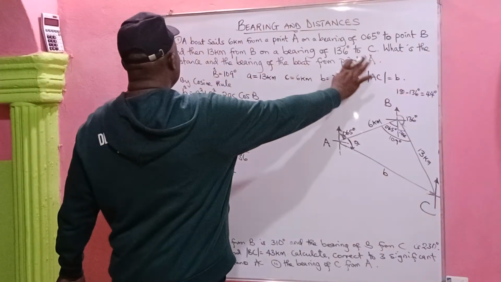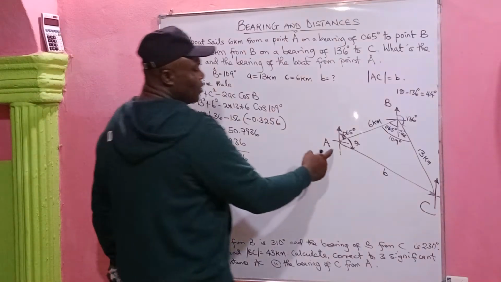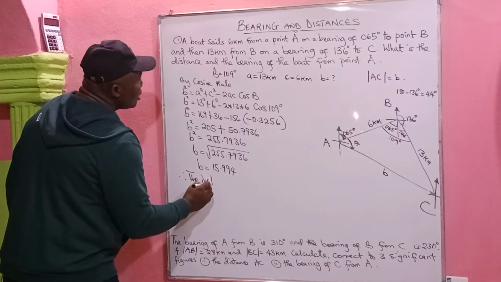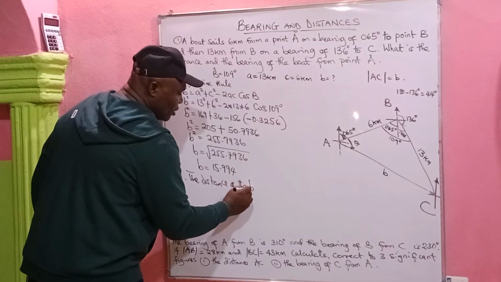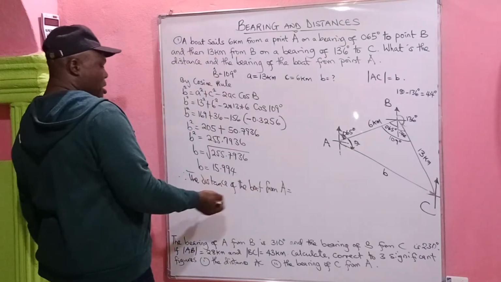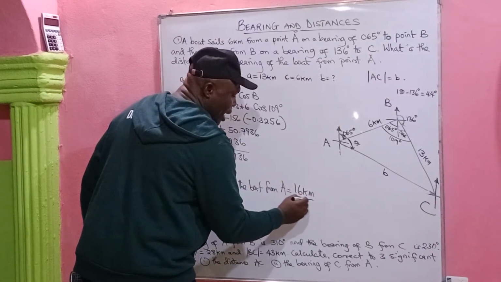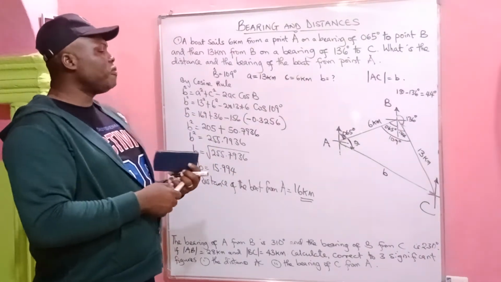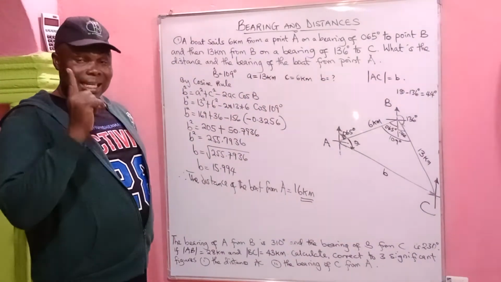That's the b. But they said all answers must be... Did they give us any approximation? No approximation. Therefore, we've been able to calculate the distance from A to C, or the distance of the boat. The distance of the boat from A will simply be, to the nearest whole number, 16 kilometers. So we are approximating to the nearest whole number, that will be 16 kilometers. So we've been able to find the distance from A to C, which is 16 kilometers, and that is expected.